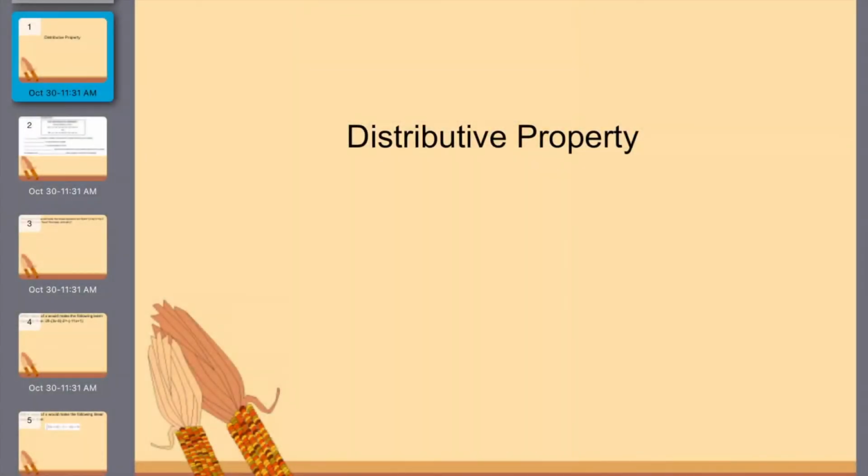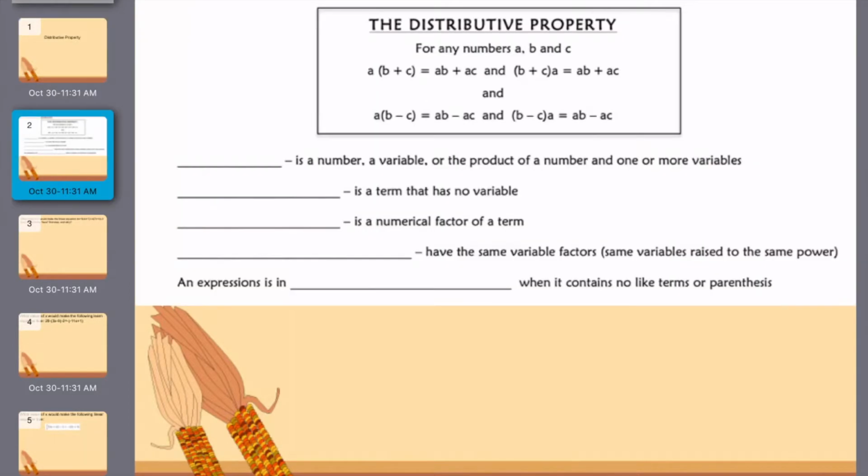Today, we will be talking about the distributive property. So let's get into it. The distributive property, you can see in the box, for any numbers A, B, and C, when you have A times the quantity B plus C, you ultimately end up getting AB plus AC, and it's the same thing in reverse, okay?